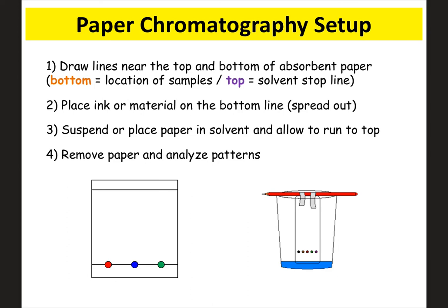And then usually what you do is you suspend this paper in some way in your liquid and you allow the liquid to run up through the paper, but you need to stop it once that liquid reaches that top line. And then you remove the paper, you can mark how far up the liquid went, and you can mark the colors, and then you can analyze them to determine if any of them were mixtures or if you were testing a mixture to see which different substances were in that mixture.